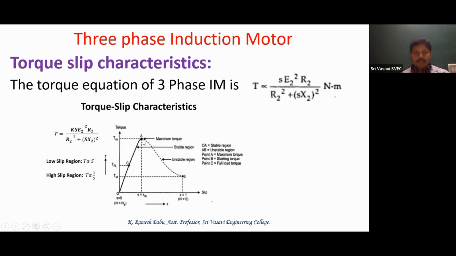So this is the maximum slip. For example, if we increase the resistance, the curve is like this, and the maximum torque is also up to this. So this is the torque slip characteristics.